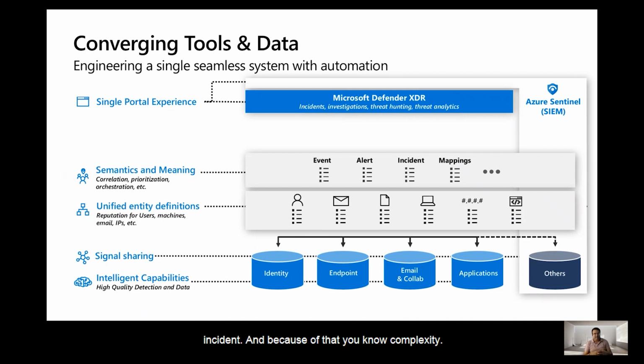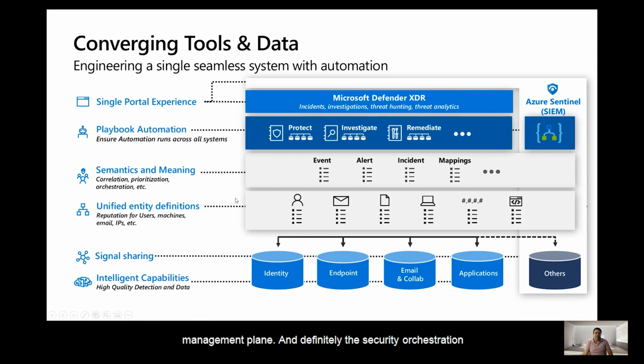And because of that complexity, things may go unreported, unnoticed, because it's a whole story which needs to be stitched together. Sometimes an event is part of a larger incident which has to be taken into consideration. So all of those things require an effort to integrate all of these elements across the solutions to create a unified management plane. And definitely the security orchestration layer has an important play. Orchestration working at the XDR level, orchestration working at the SIEM level, like in Azure Sentinel.